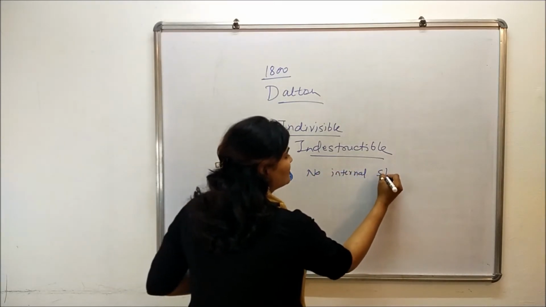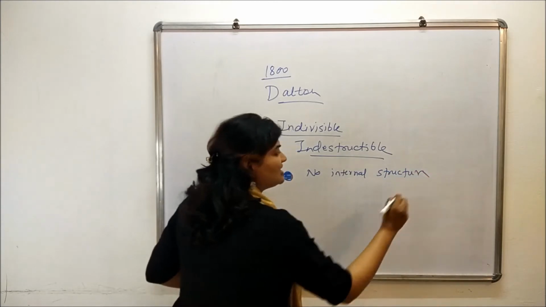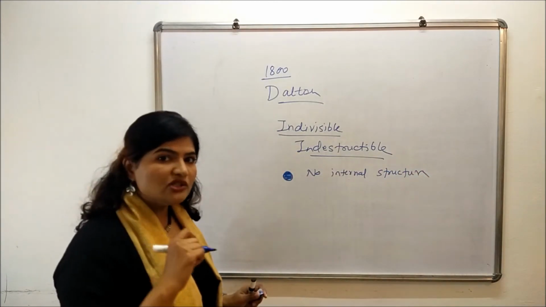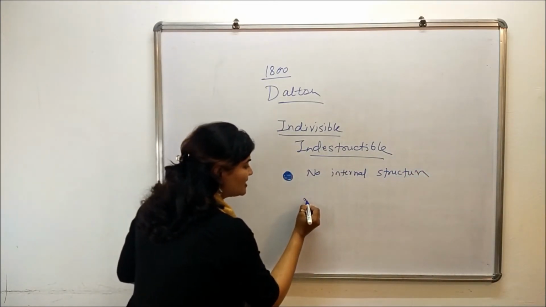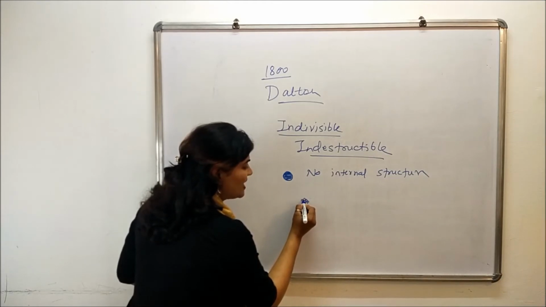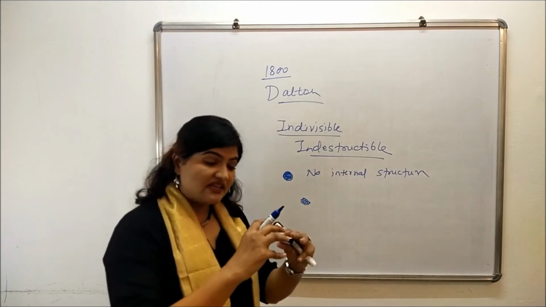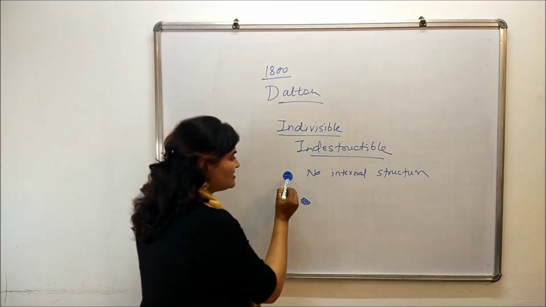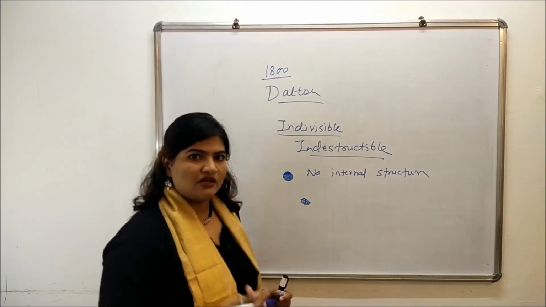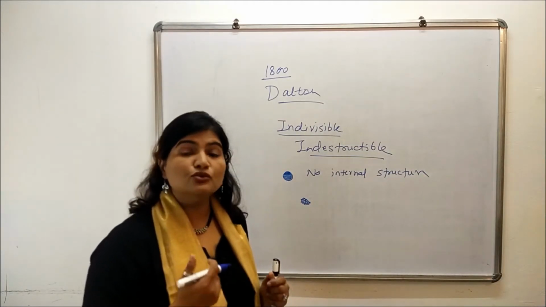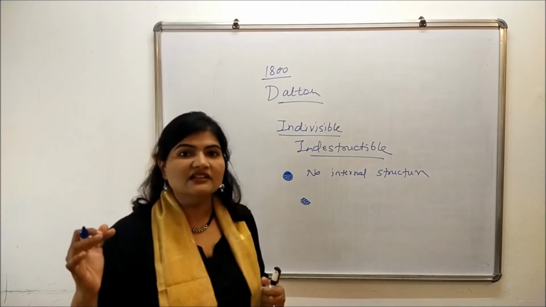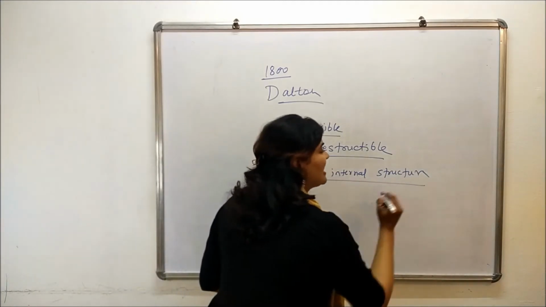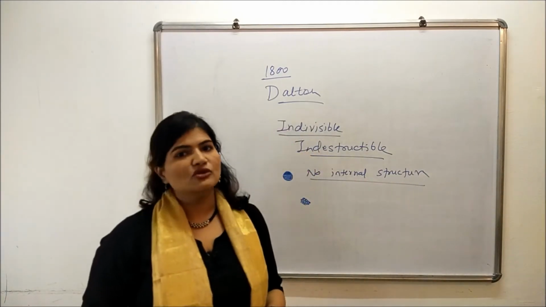Now what does that mean, no internal structure? Have you seen bundi laddu? How is the bundi laddu formed? By joining small parts called bundis together, we get a bundi laddu, which essentially has an internal structure. But if you look at this tiny hard sphere, it does not have any internal structure. So this is what Dalton expected an atom to look like.